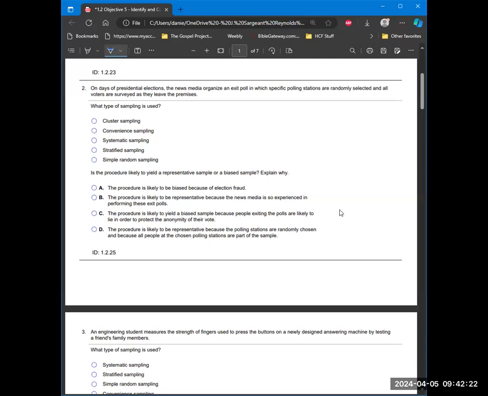This is called cluster sampling, because they are picking clusters of the polling places in particular precincts or districts or whatever. They're picking them and they're sampling everybody there. So that's called a cluster sample. And the procedure is likely to be representative because the polling stations are randomly chosen and because all people at the chosen polling stations are part of the sample. So that's D.